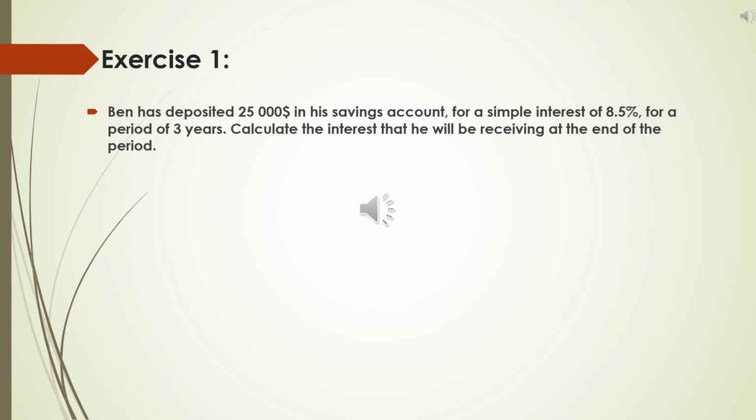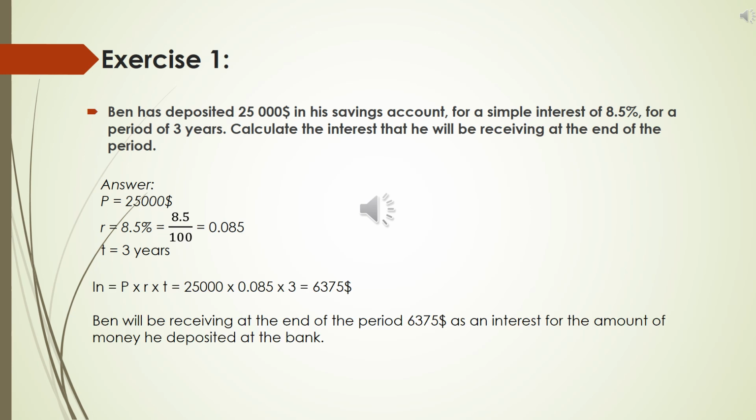How do we calculate the interest? Before each exercise, before calculating, please write down the components as shown in this video. For example, when you find P, write down that P equals $25,000. When you find R, the 8.5%, write down that R is 8.5%. When you find T, write down that T equals 3 years. And when you have the 3 components, now you can start to calculate.